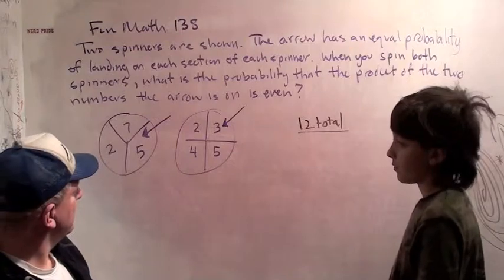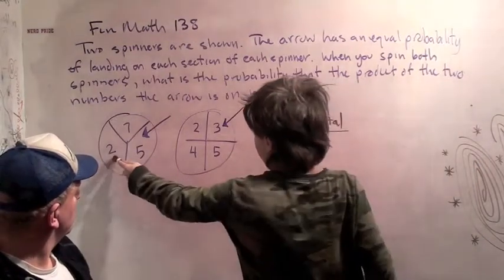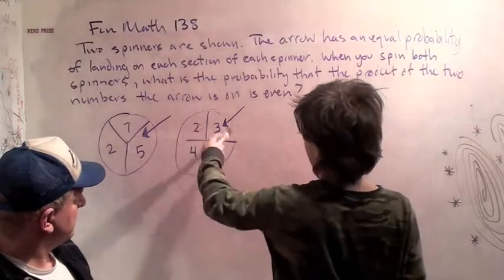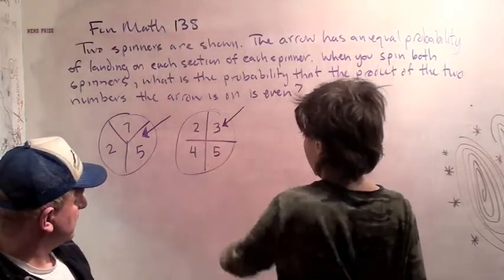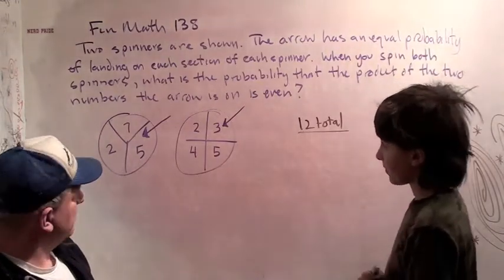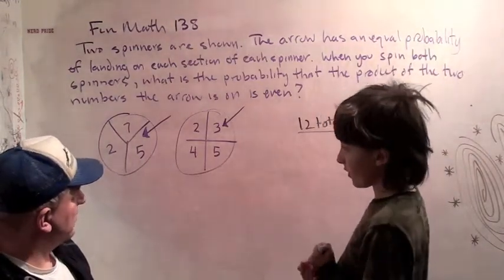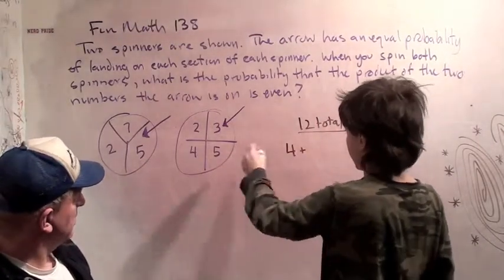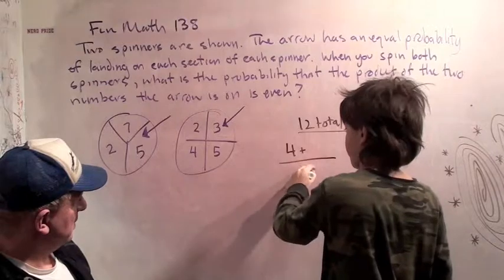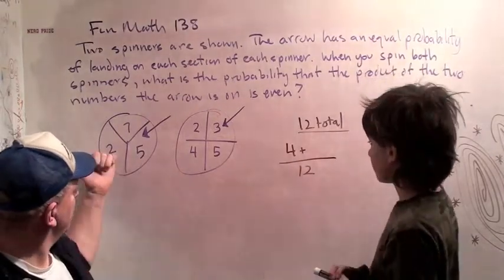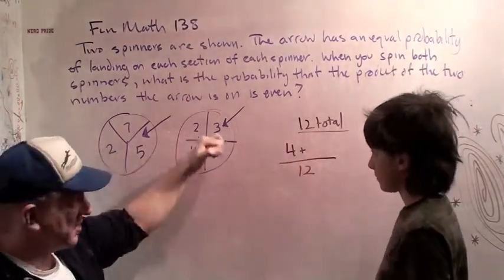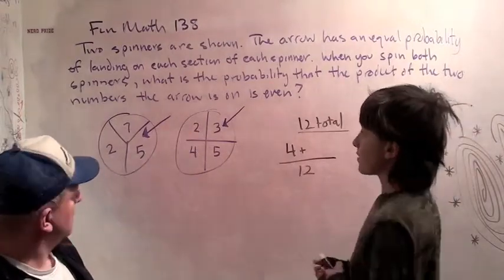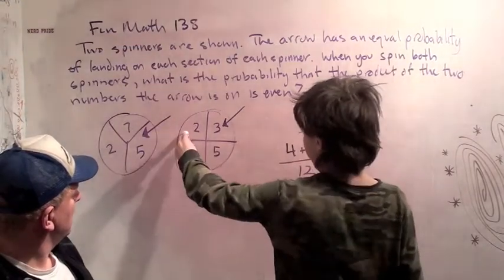All right, what's next? So if we start with an even number, the 2 on the first one, no matter what this lands on, it'll always be an even number. So how many outcomes is that? That's 4. All right, so maybe you should write that out. It's going to be 4 plus some other numbers over 12. So when this spinner's a 2, it doesn't matter what's on this spinner. Those 4 products are going to be even no matter what. If it's a 7 or a 5, it's going to be a 2 or a 4 in here.